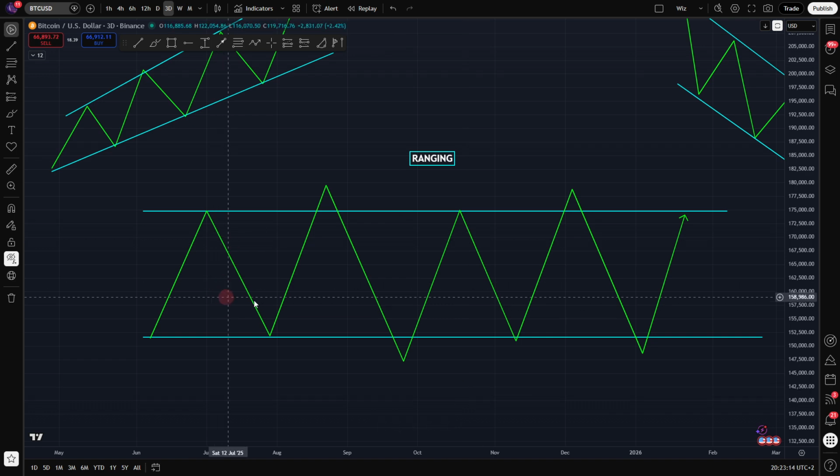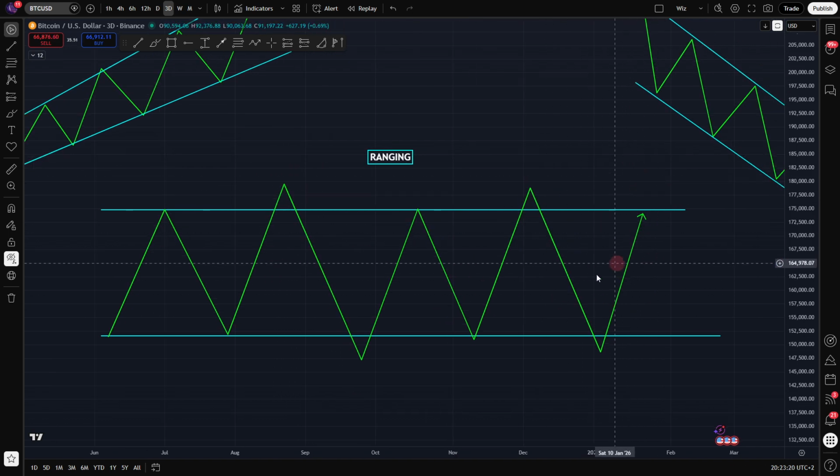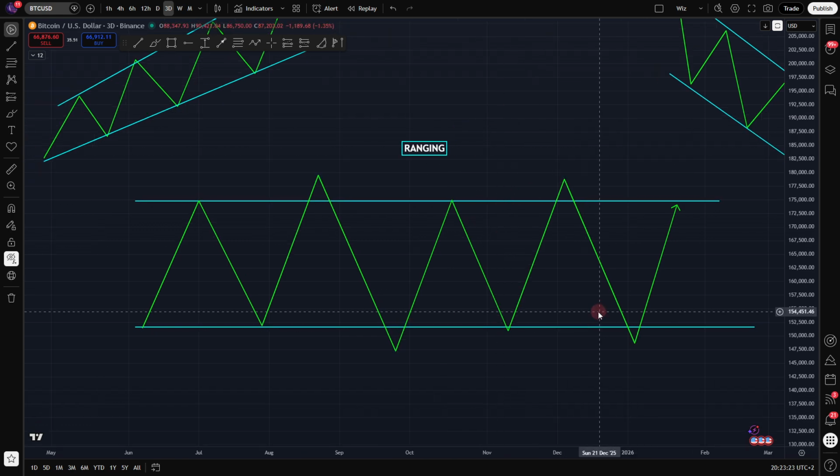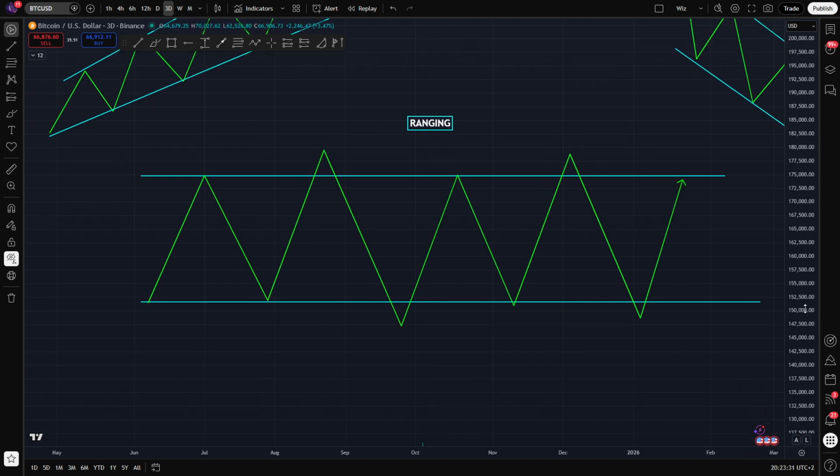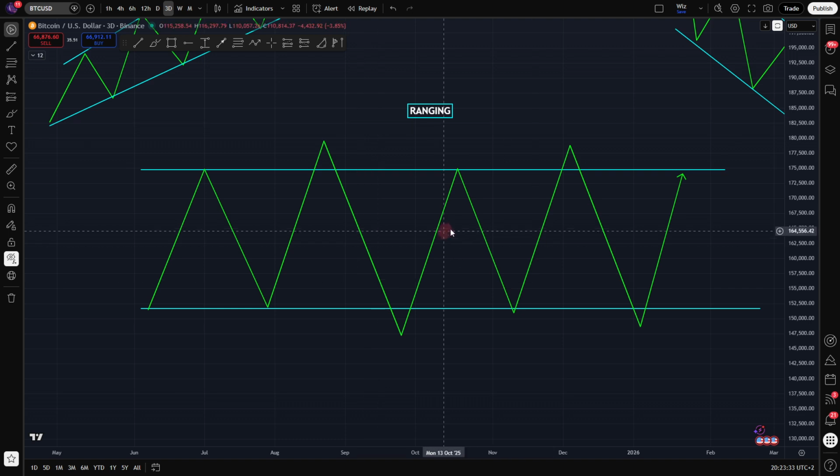So when you're in a range, you buy support and you sell resistance, and you keep doing this until it is no longer in a range. That sounds simple, but most traders fail to execute this very simple environment. Why does it matter?